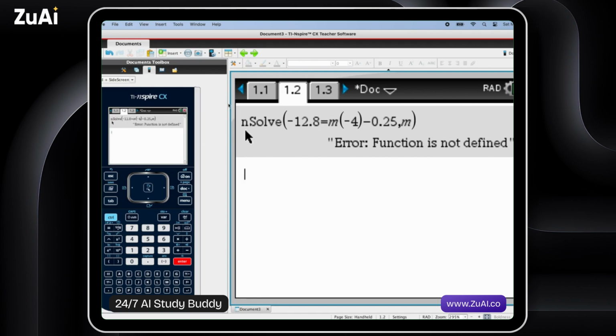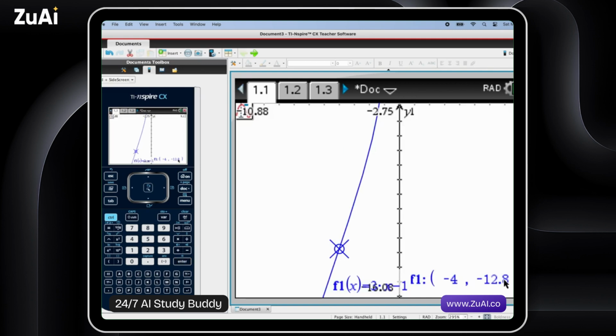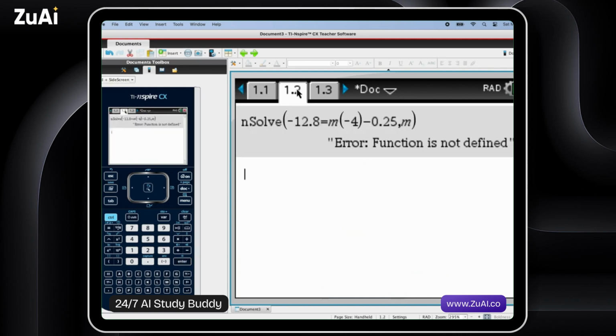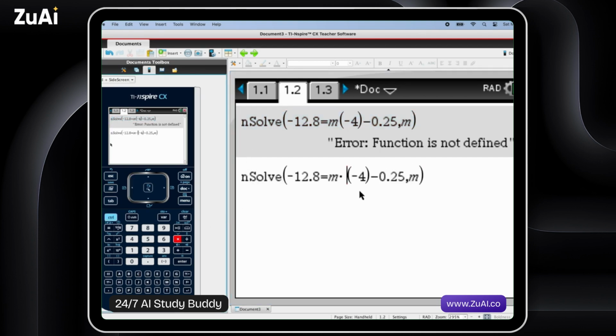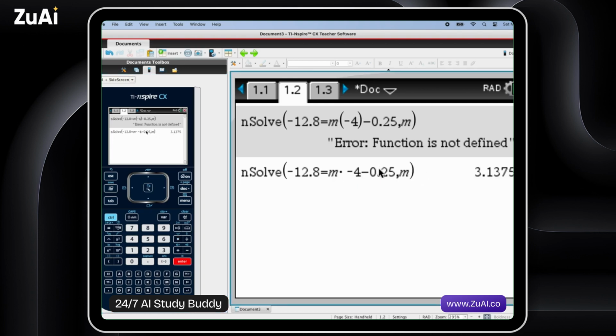Y is equal to -12.8 when x is equal to -4. Function is not defined. So what they're saying is that there's going to be no value there. But I don't believe that's true. So it's possible that it's not liking this. Let's see if that helps. Okay. That's interesting. 3.1375, which as a fraction gives us 25 over 8.